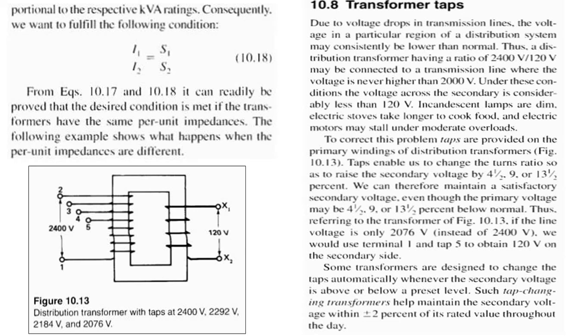Some transformers are designed to change the tap automatically whenever the secondary voltage goes above or below a preset level. Such tap changing transformers help maintain the secondary voltage within plus or minus 2 percent of the rated value throughout the day.